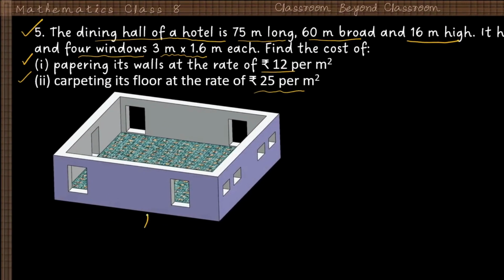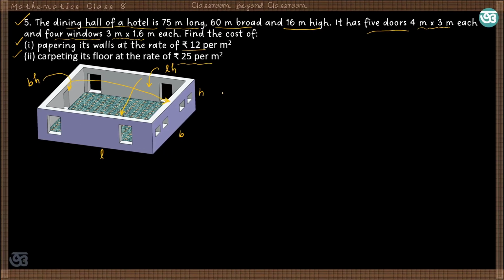So the dimensions of the room are L, B and H, and here this wall has the dimensions of L into H as well as this wall, and this wall has the dimensions of breadth multiplied by height and also for this wall. Now first we will find out the surface area of the 4 walls.